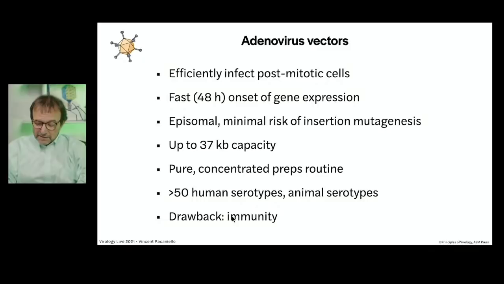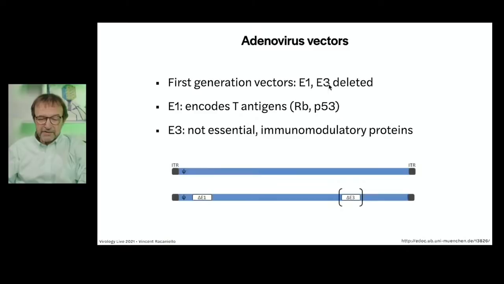So first generation vectors were deleted of the E1 and the E3 genes. So here's a schematic of the viral DNA with the inverted terminal repeats. The packaging sequence here, you have to leave that in, right? Otherwise the DNA won't get packaged. And they deleted E1 and E3. And you know that E1 encodes T antigens, which are essential. And these T antigens antagonize RB and P53 to get the cells dividing. So we take it out of the vector, and so these are going to be non-replicating vectors, and it gives us some space for the transgene.